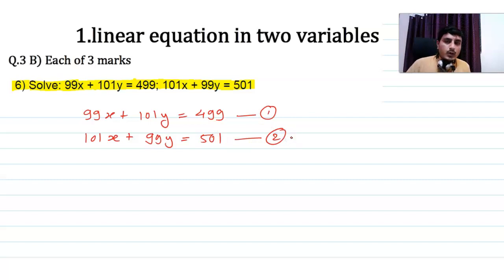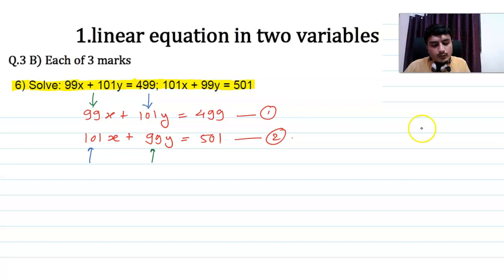Now look at the coefficients of variable x and y from both equations. We have in case of equation 1, 99 be the coefficient of variable x, while in case of equation 2, 99 be the coefficient of variable y. Look at the next one. We have 101 be the coefficient of variable y in case of equation 1, while 101 be the coefficient of variable x in case of equation 2. So the coefficients of x and y from both equations are interchanged.